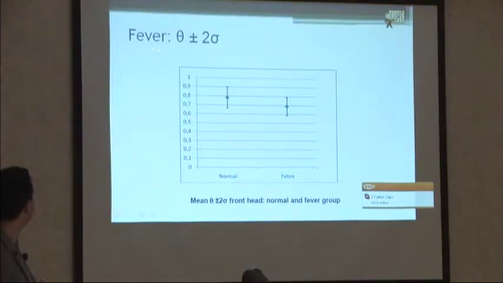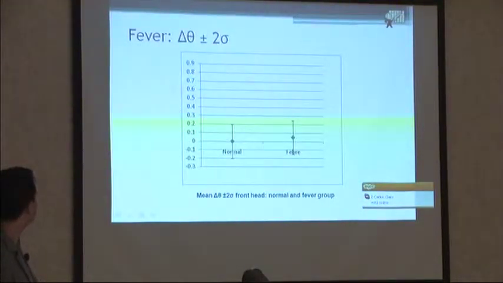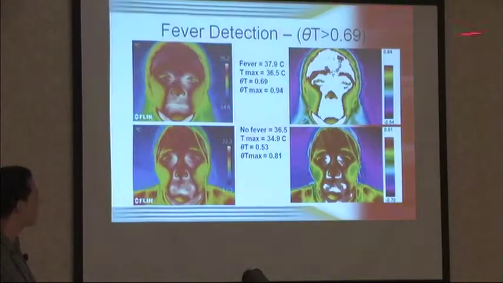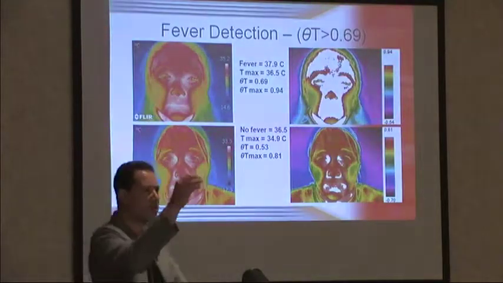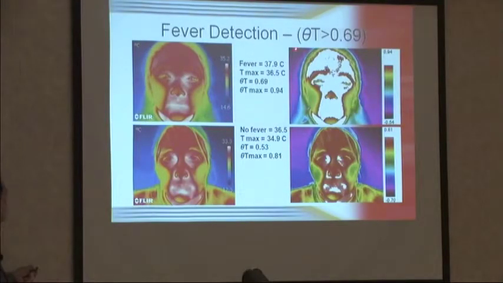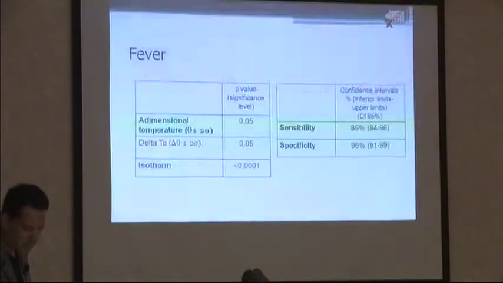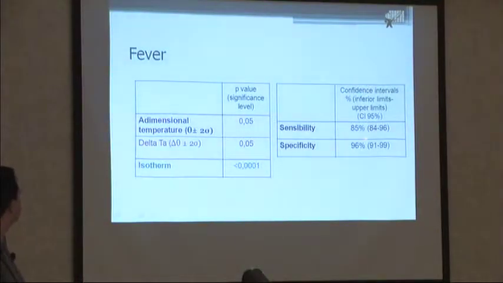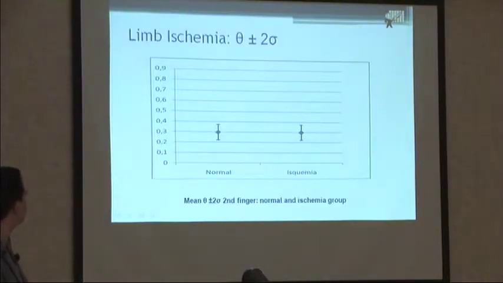And fever. For fever, it's very interesting because fever is not only measuring the temperature of the forehead, like most articles say. No, you must measure the pattern, because here we have a different pattern for fever. It's a vasodilatation of all the face, different from the normal. Okay. Now I can say it has fever with a 0.69 delta dimension of temperature. Sensitivity 85, specificity 96.